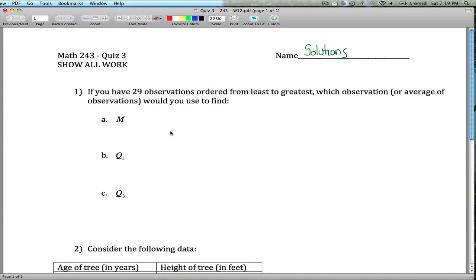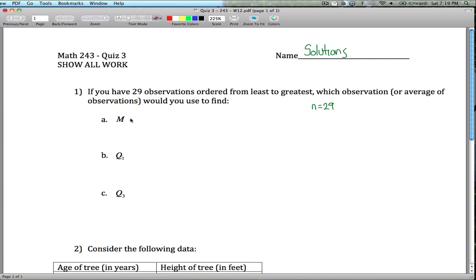All right, here's quiz 3. Let's see, we're given that we have 29 observations. So we're not even given the observations, but we know that n equals 29. And then it's asked which observation, if they're ordered from least to greatest, would we use to find the median.